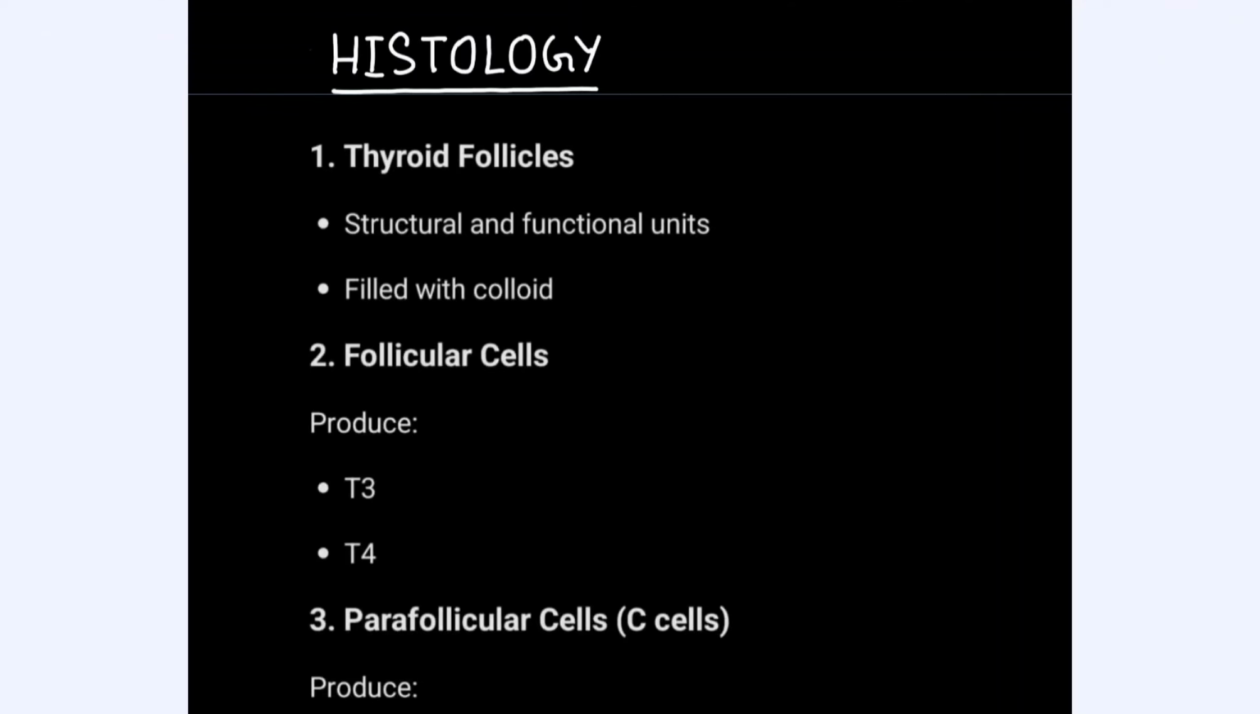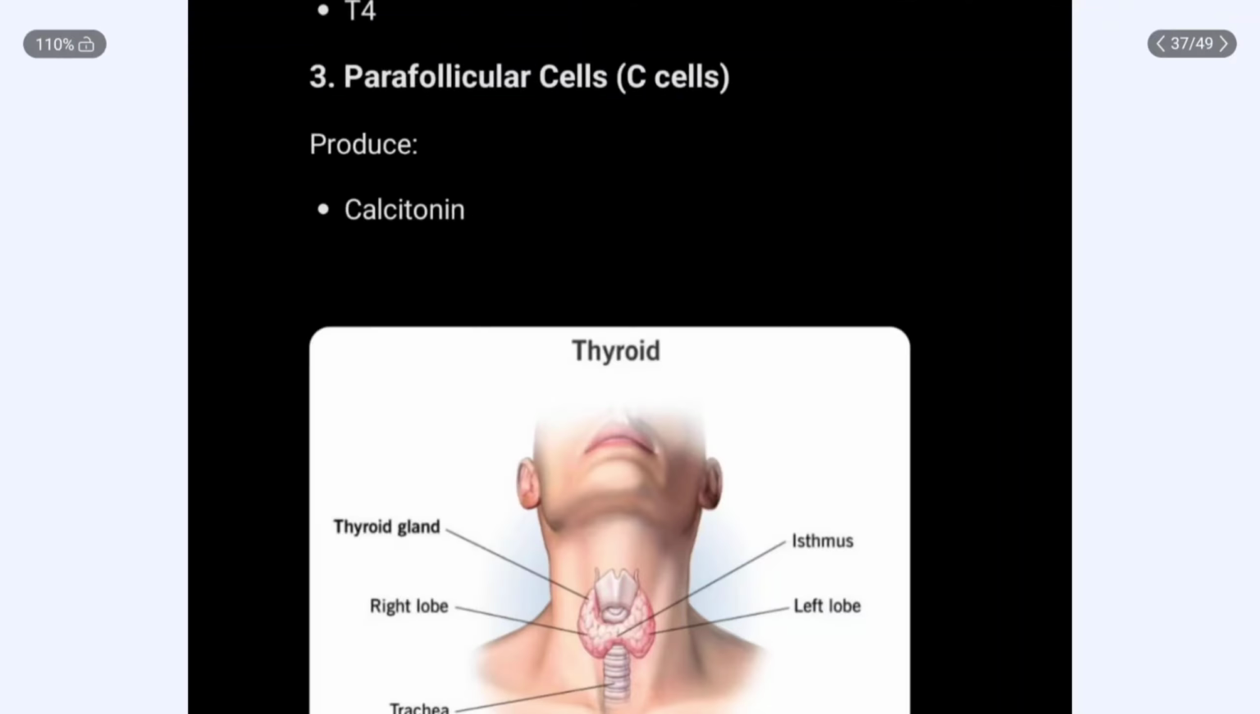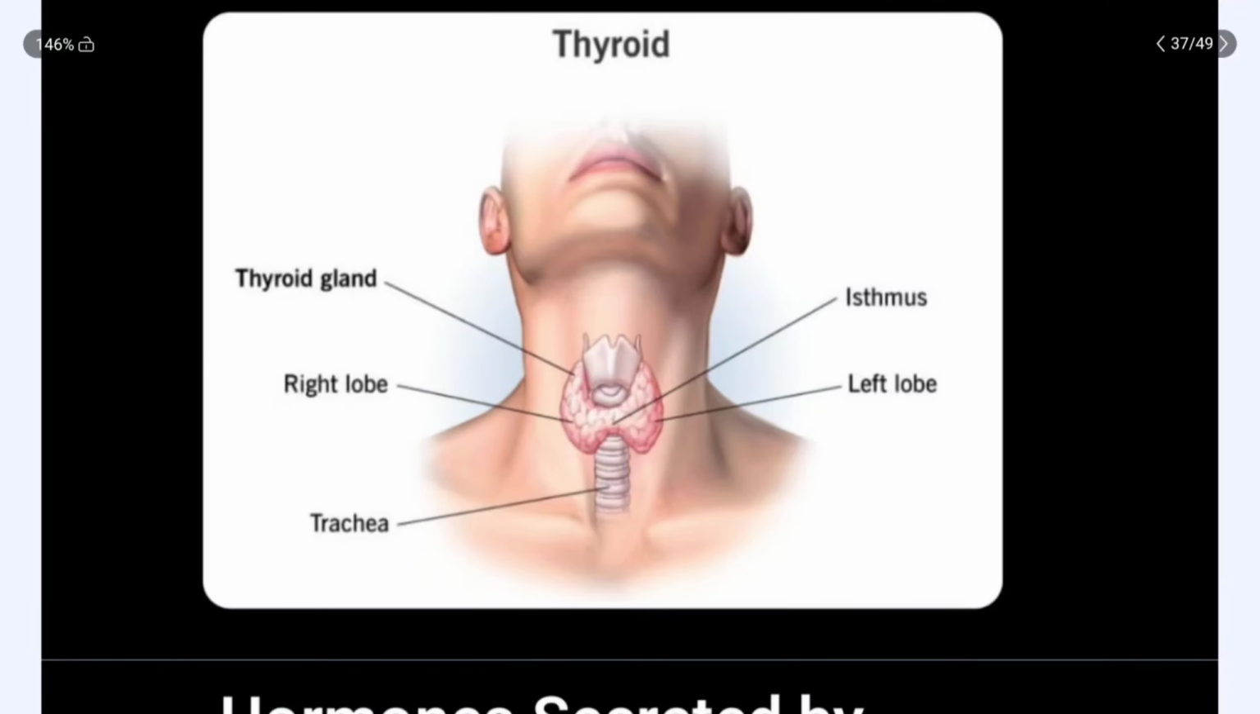Now let's see the histology of thyroid gland. It consists of thyroid follicles. Thyroid follicles are the structural and functional unit of thyroid gland. It is filled with colloid. Number 2 is follicular cells. The function of follicular cells is producing T3 and T4 hormones. Number 3, parafollicular cells, which are also called the C cells. It produces calcitonin.